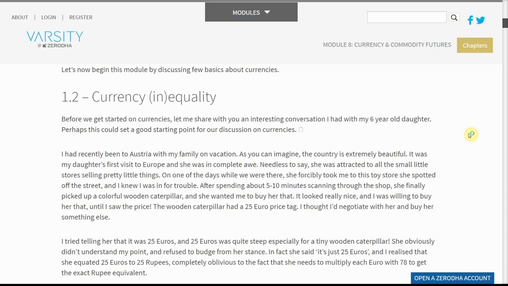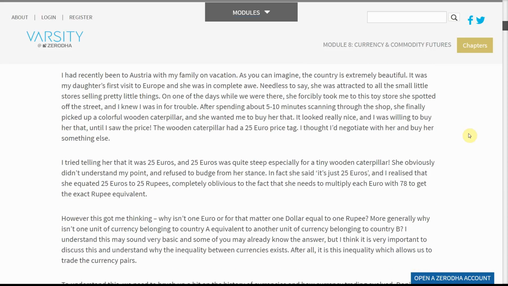1.2 Currency Inequality. Before we get started on currencies, let me share with you an interesting conversation I had with my 6-year-old daughter. Perhaps this could set a good starting point for our discussion on currencies. I had recently been to Austria with my family on vacation. As you can imagine, the country is extremely beautiful. It was my daughter's first visit to Europe and she was in complete awe.